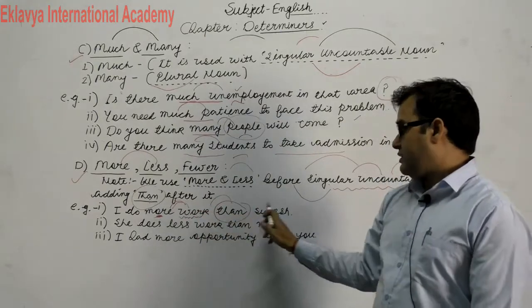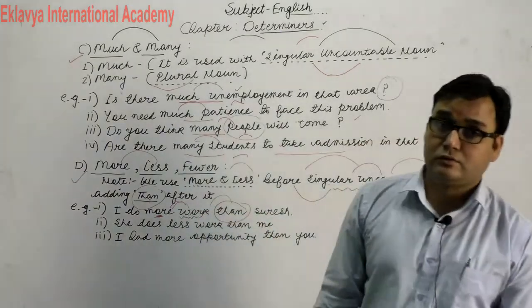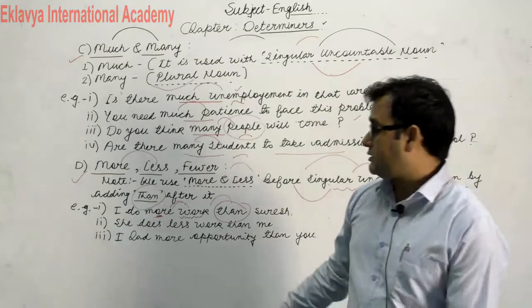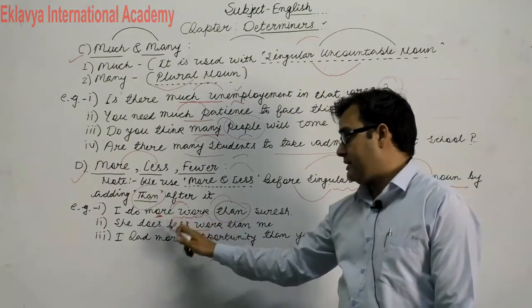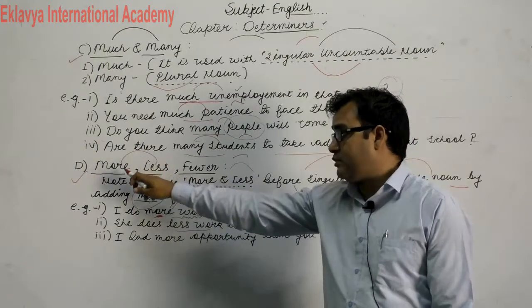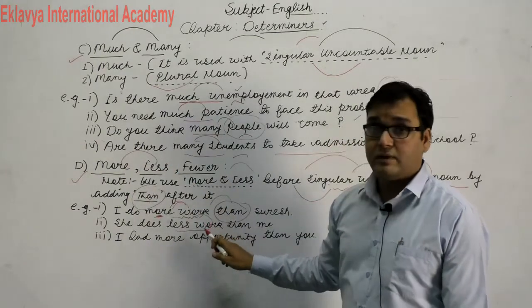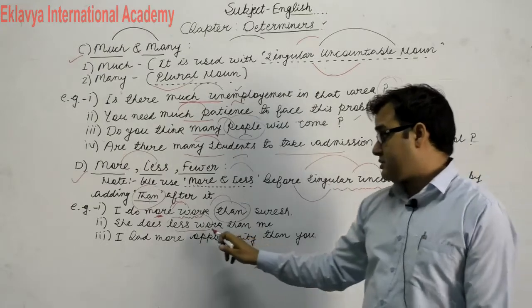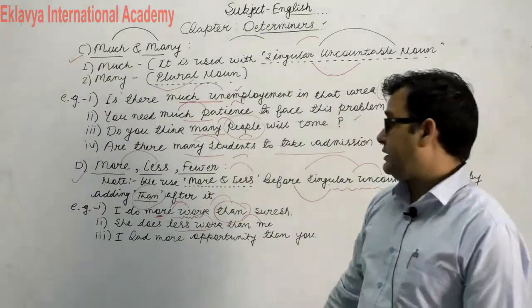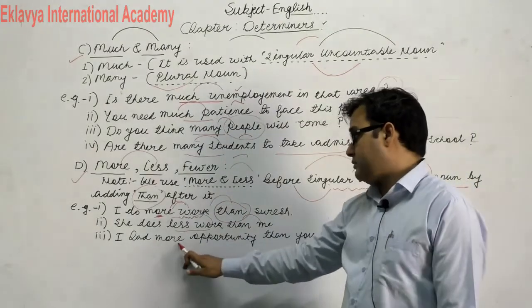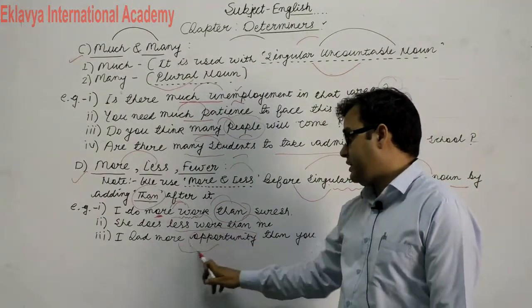I do more work than Suresh, कि मैं सुरेश से ज़्यादा काम करता हूँ. She does less work. Again work, but less. We use less and more before singular uncountable noun by adding than after it. She does less work than me, कि वह मुझसे कम काम करती है. Example number 3 is, I had more opportunity. The word opportunity is an uncountable noun.